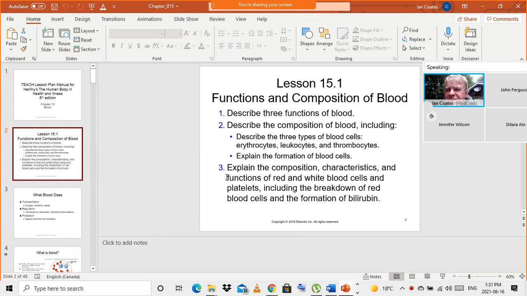Okay, its composition. We're going to use words like erythrocyte, leukocyte, thrombocyte. We're going to explain the formation of blood, erythropoiesis. And would you believe that blood formation, the need for new blood, again, is controlled by the kidneys? All right. We're going to explain the composition, characteristic, and function of red and white blood cells, platelets, including the breakdown of red blood cells and this kind of stuff.